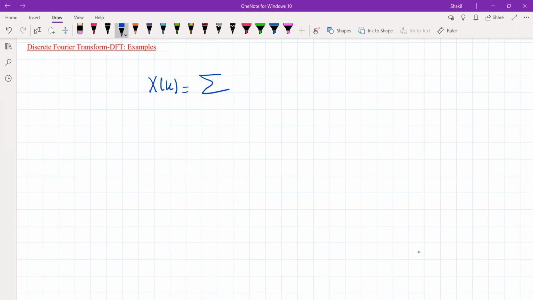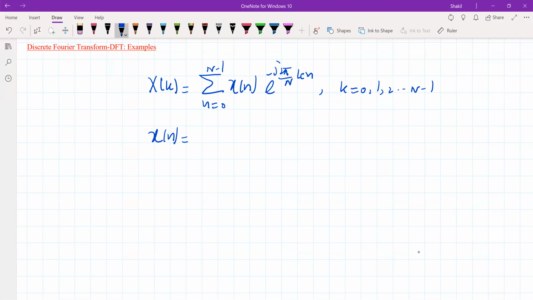This is given by summation n running from 0 to N minus 1 x of n e to the power of minus j 2 pi by N kn, where k is 0, 1, up to N minus 1, and the inverse discrete Fourier transform expression is 1 by N, k running from 0 to N minus 1, x of k e to the power of plus j 2 pi by N kn, where n is 0 to N minus 1.